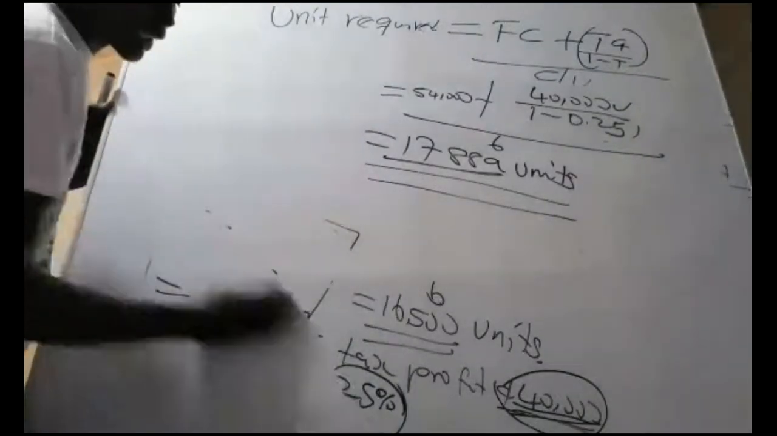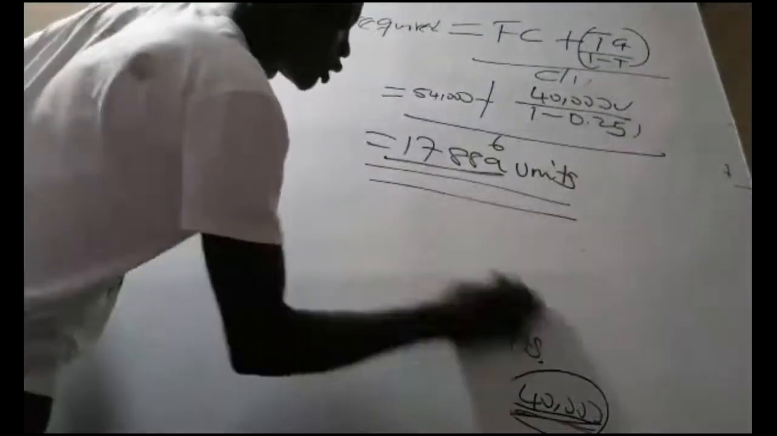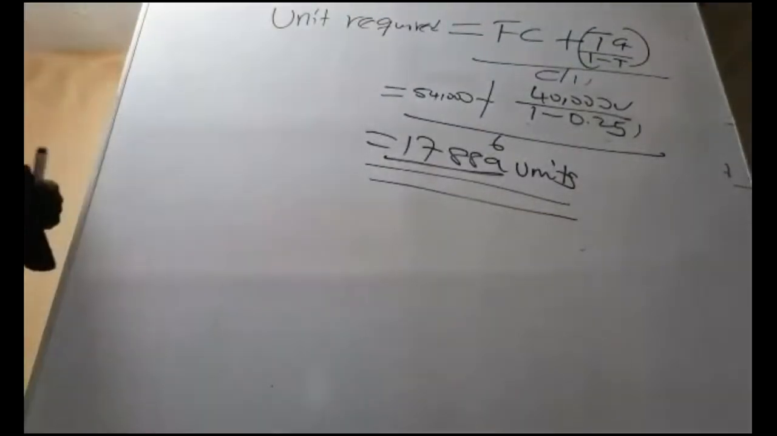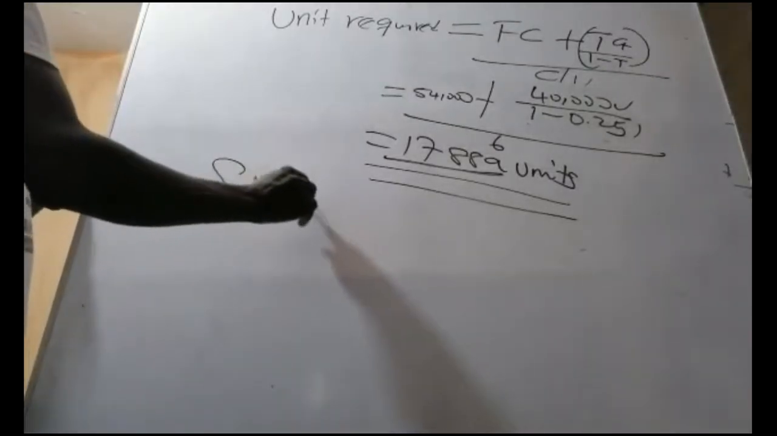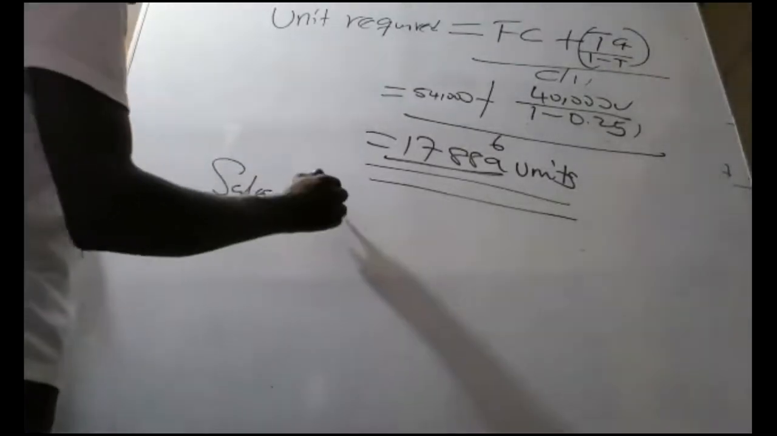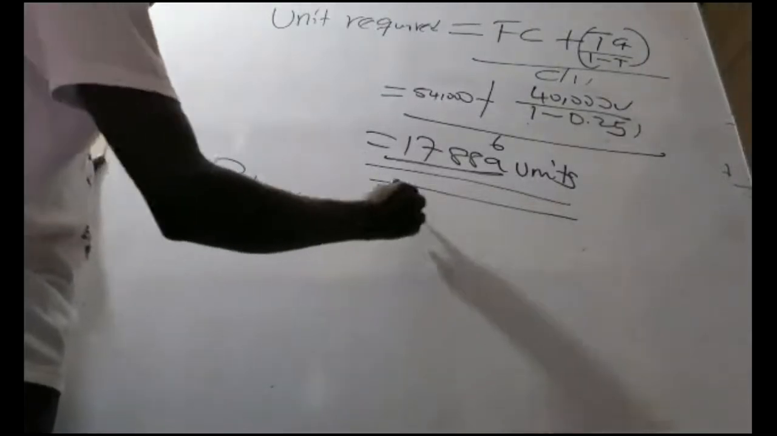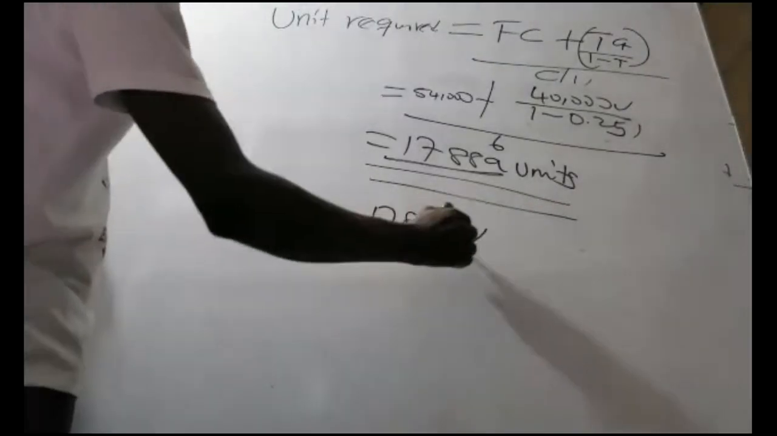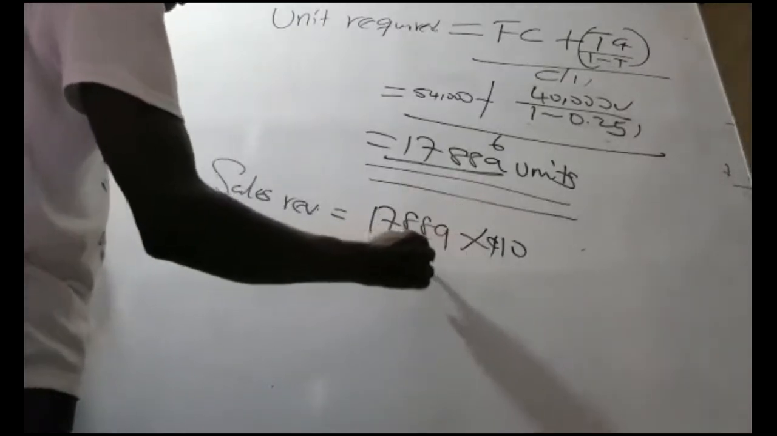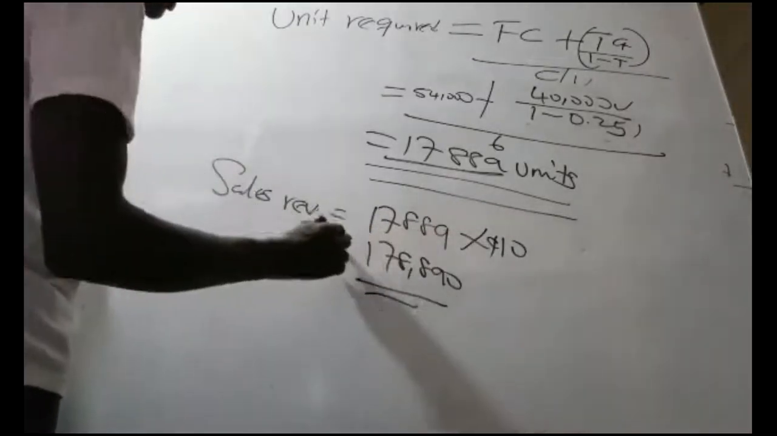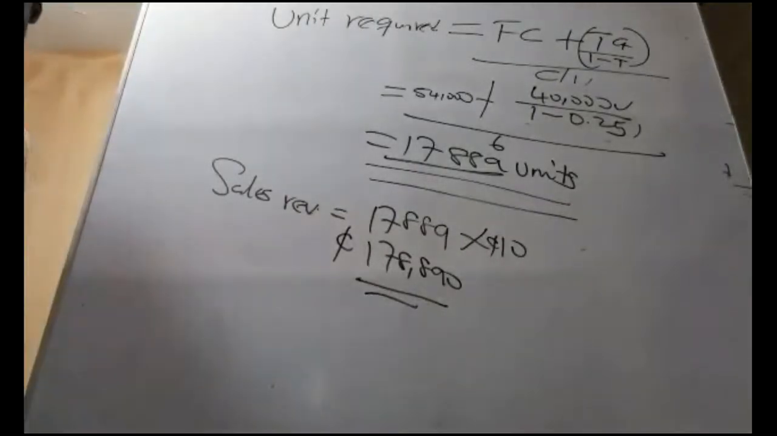The selling price is 10 Ghana cedis. So therefore, the sales revenue at this point will be 17,889 times 10 Ghana cedis. That will give us 178,890 Ghana cedis. I hope you get that.